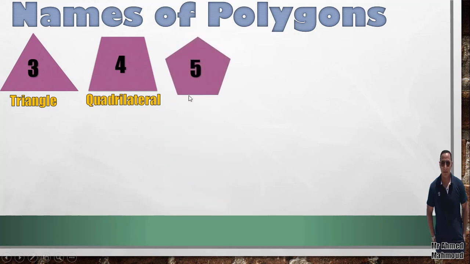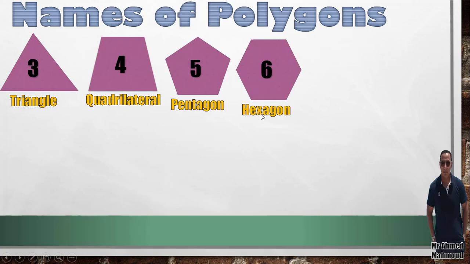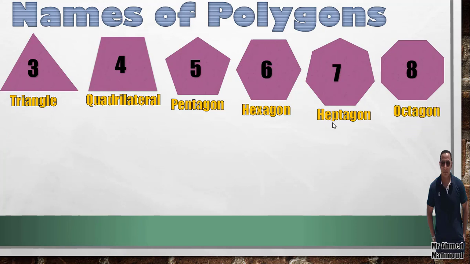Five sides is called a pentagon. Penta means 5 and gon means side. So pentagon means 5 sides. Six is called a hexagon. Hexa means 6, gon means sides. So 6 sides. And 7 is heptagon. And 8 is octagon. There are 9 and 10 and 11 and 12, but you just need to study these 6 shapes: triangle, quadrilateral, pentagon, hexagon, heptagon, and octagon.